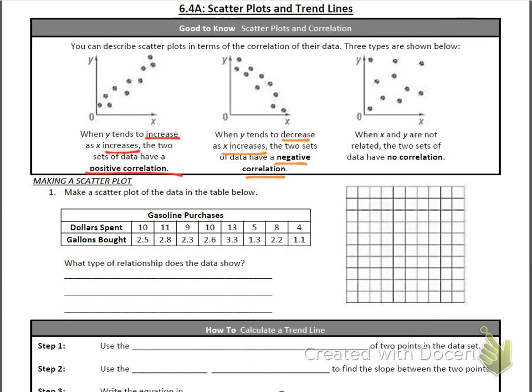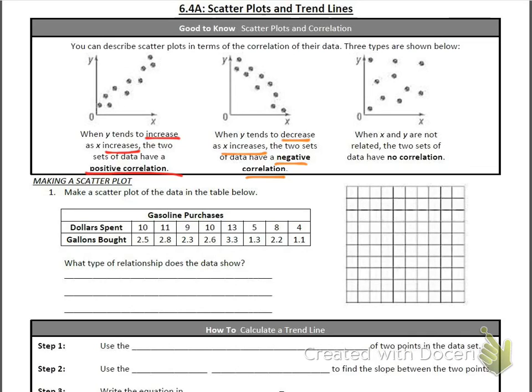So your length of time without a car accident and your insurance rates. Okay? So the longer I go without an accident, the lower my insurance company is going to charge me. Okay, that's negative correlation. It is not a bad thing.